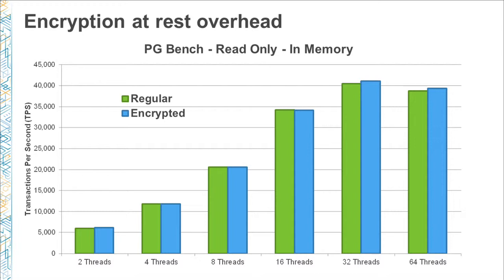So this is just doing pgbench, read-only, TPS on the vertical axis, pretty common, right? And in the green, you can see unencrypted, and in the blue, encrypted. Now, of course, this is read-only in memory. You wouldn't expect any difference, right? So there is no difference when you're just doing reads, in memory, that is.